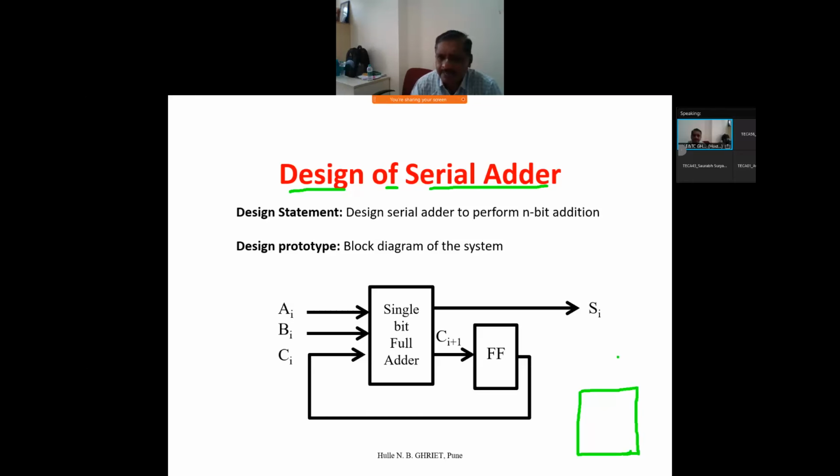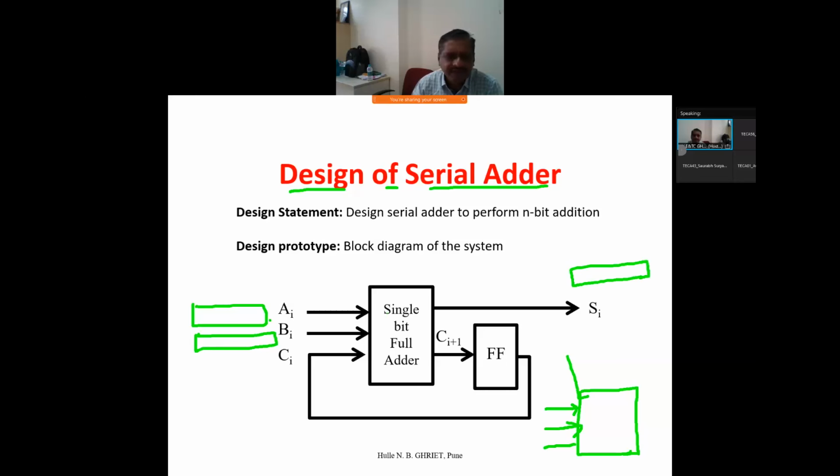Something like this. At the present clock cycle, this is the input. This is another input, which is the B input. This is another input, that is the carry. In one clock cycle, this is AI. Now suppose we have here a shift register. Here is another shift register, and here is another shift register. This is 8-bit, suppose. This is 8-bit. This is also 8-bit.